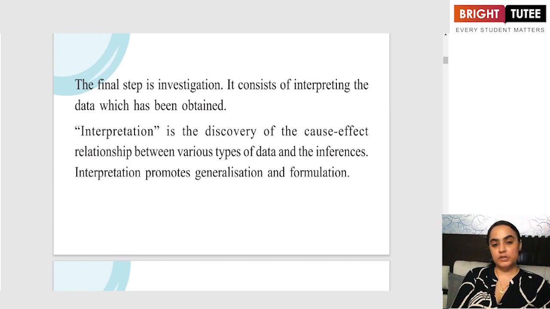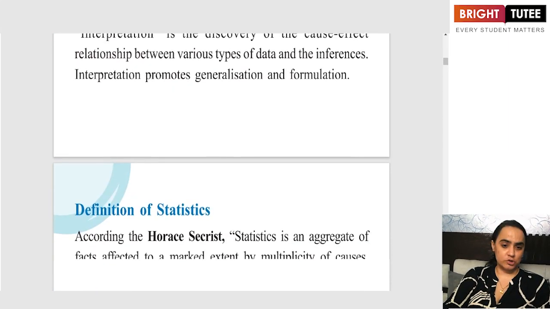So interpretation is basically that process with the help of which you get to know the cause and effect relationship between the data. The reason why something took place, what is going to be the effect of it, all this is done with the help of interpretation. So it is interpretation which promotes how to generalize the data, how to formulate the information which is given.